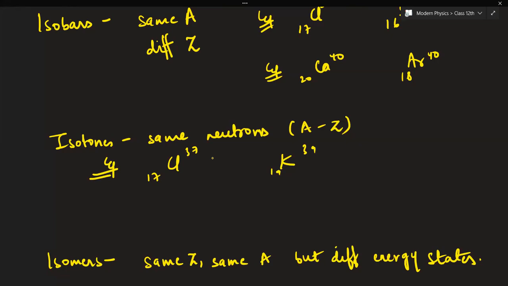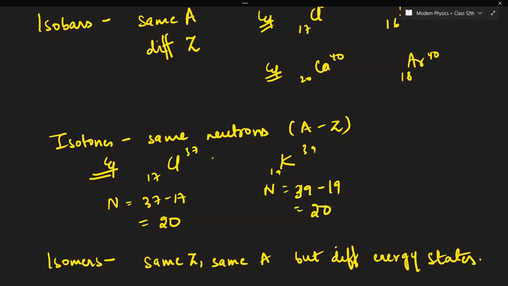See, take A minus Z here. This is A, this is Z. Here you will see the number of neutrons, A minus Z, 37 minus 17, giving you 20. Here also, 39 minus 19 gives you 20. Both are the same or not? So chlorine and potassium become isotones.